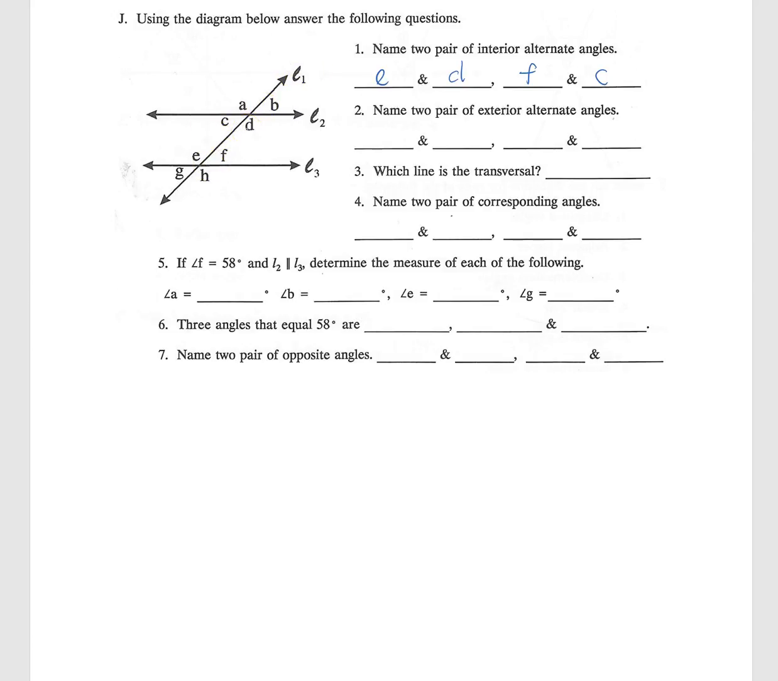Question 2 asks us to name two pairs of exterior alternate angles, and that's going to be on this side, in this case, on the outside of lines 2 and line 3, but again on opposite sides of line 1. So one example is angle G and B, and another pair is angle A and H.